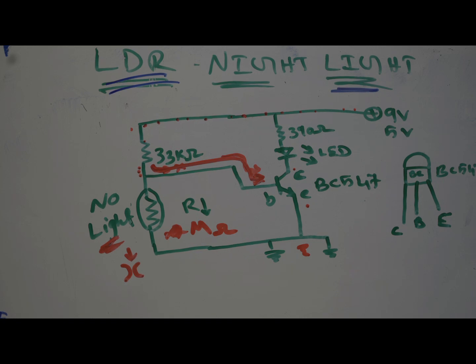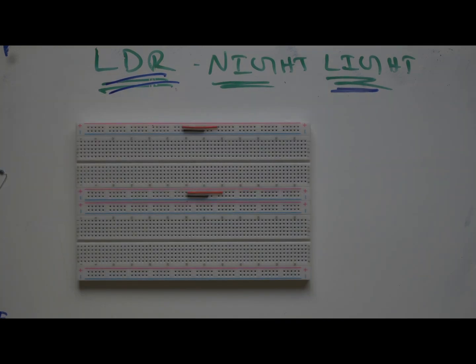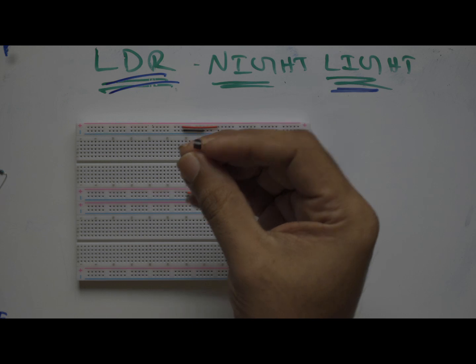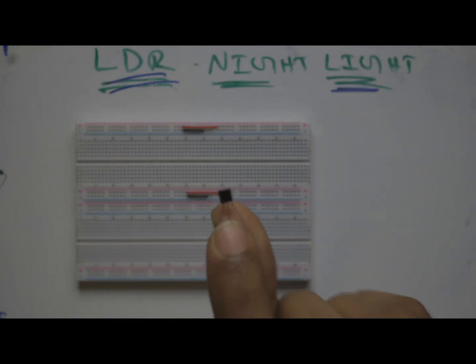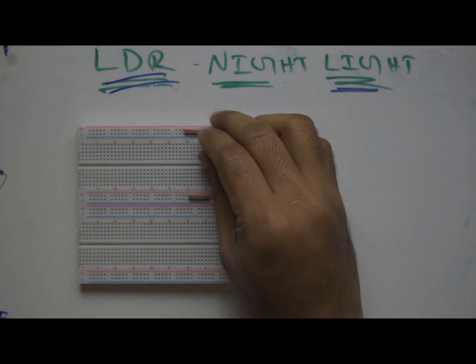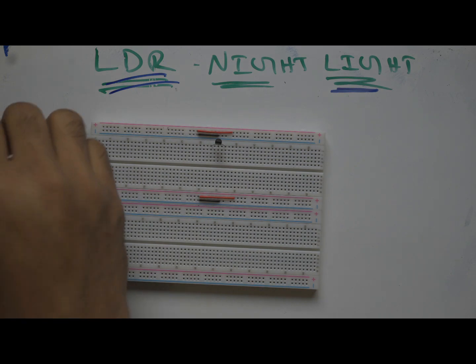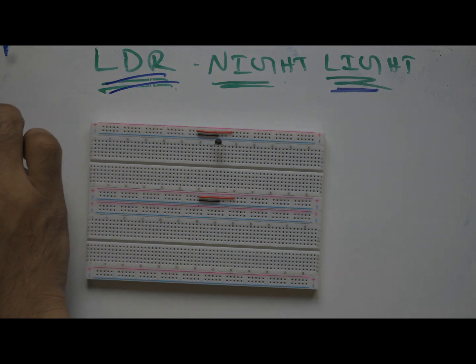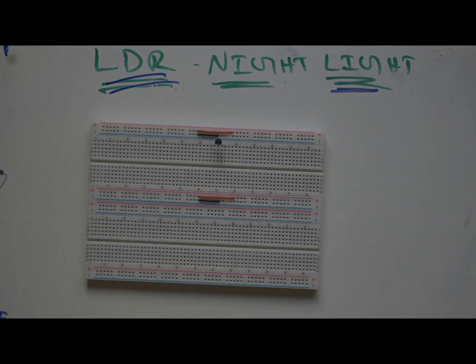Now it's breadboard time. We will see the circuitry in operation. Now that we have seen the circuit operations and the nature of the LDR on the whiteboard, now we will build a little circuit, and for this I'm using a BC547 transistor. So I'll just build this up quickly for you.